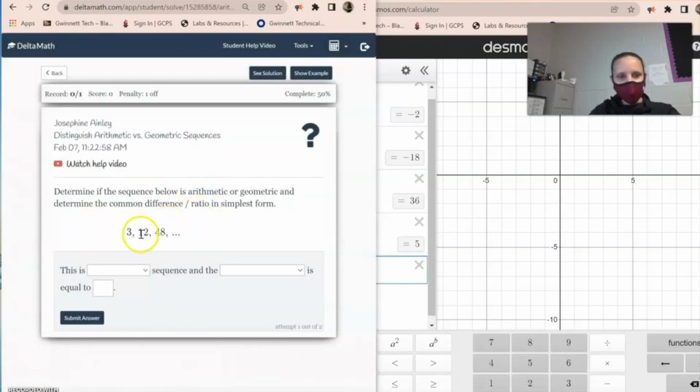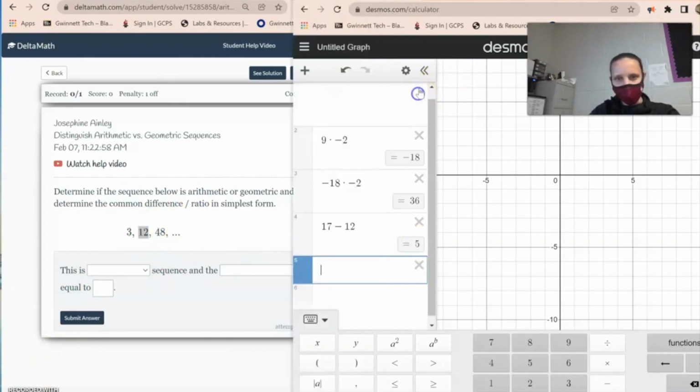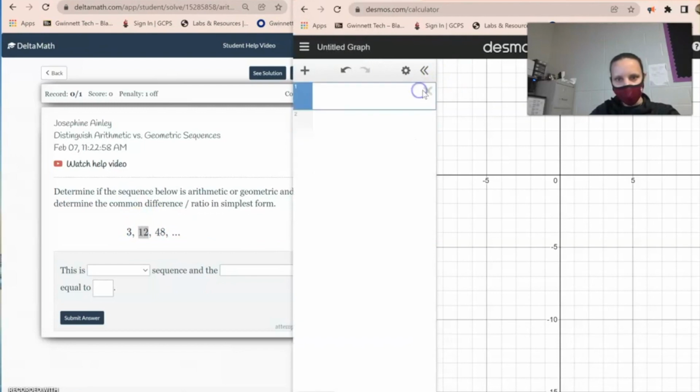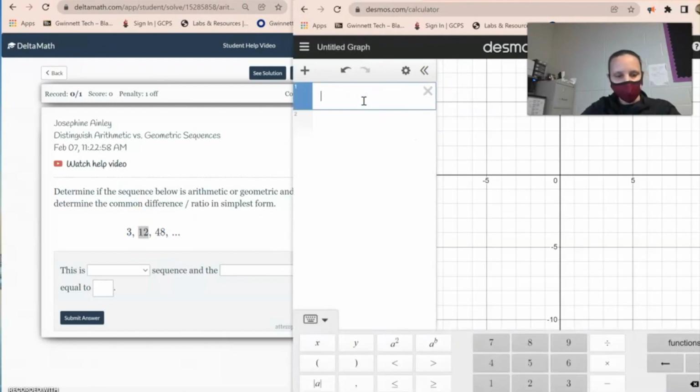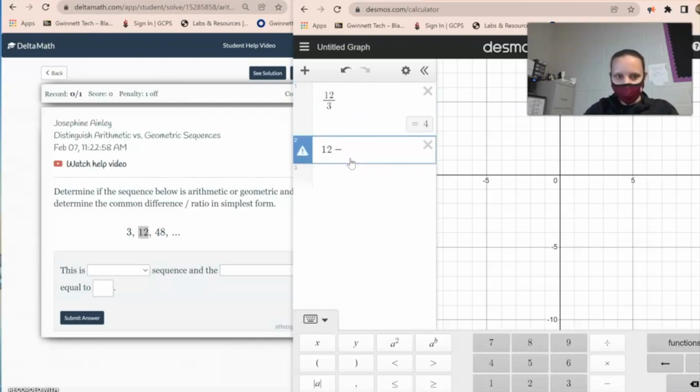So are you adding and subtracting, or are you multiplying each time? So looking from 3 to 12, am I multiplying? Looks like times 4. If I do 12 times 4, will I get 48? I don't know. Let me check. All right. So 12 divided by, so second number divided by the first, and then the second number subtract from the first. All right, so it could either be a multiplying by 4 or I'm adding 9, one of the two.